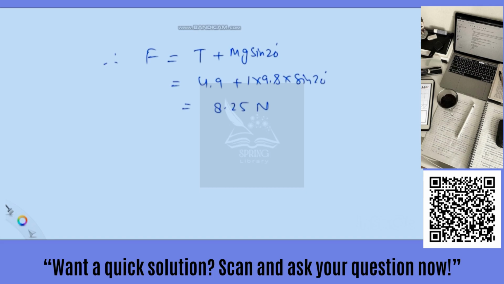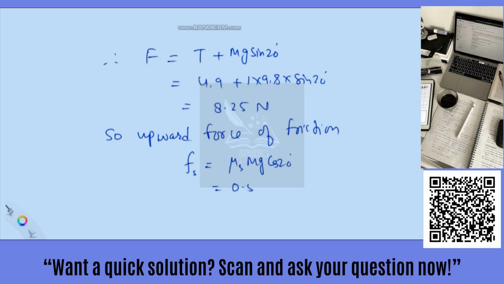So as the book will be having a tendency to move down, so upward force of friction Fs, that will be equal to mu s into normal reaction mg cos 20 degree, means that is 0.50 into 1 into 9.8 into cos 20 degree, and it is calculated to be equal to 4.6 Newton. But it is clear that downward force is more than the force of friction.